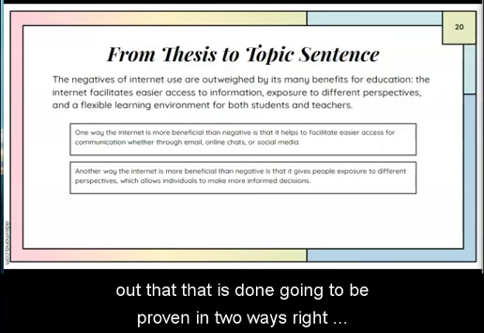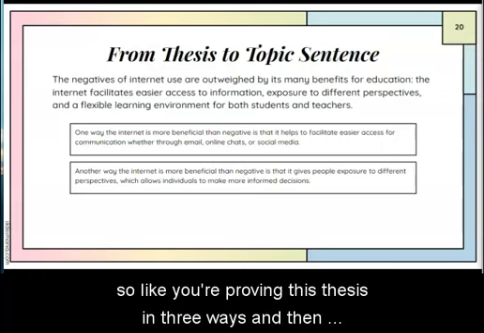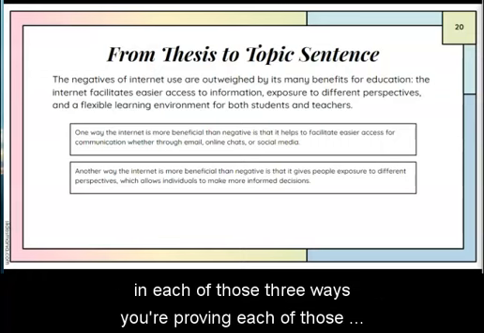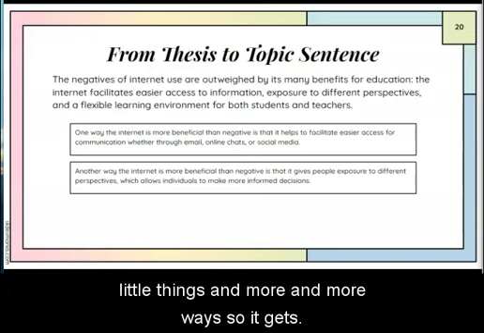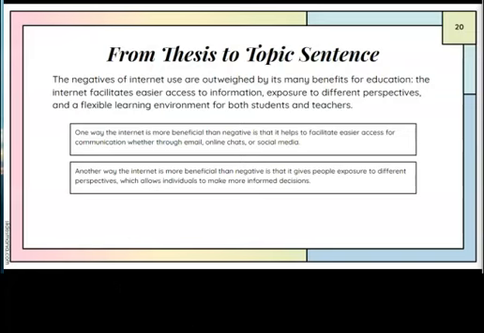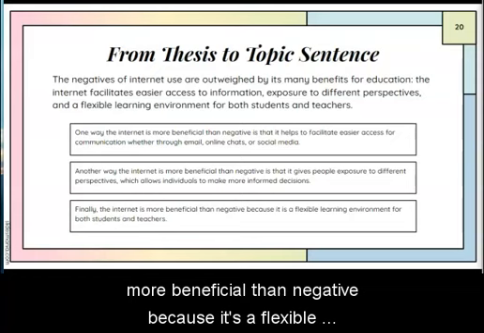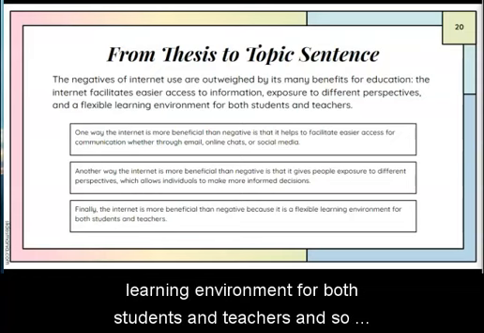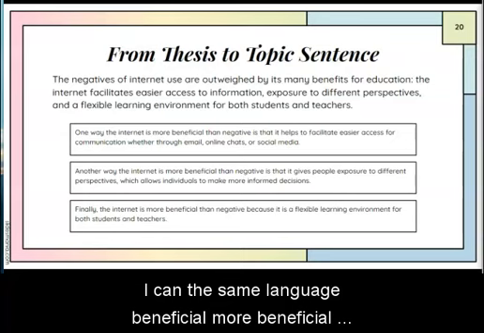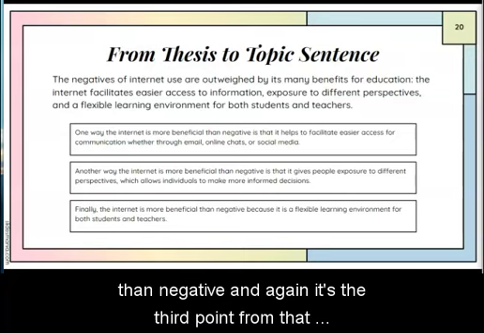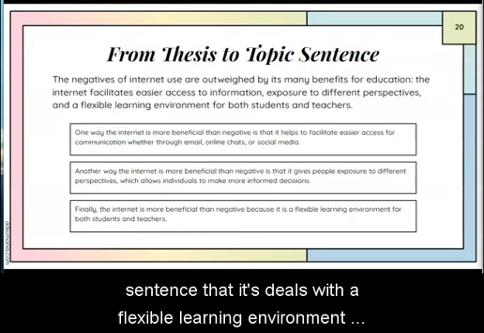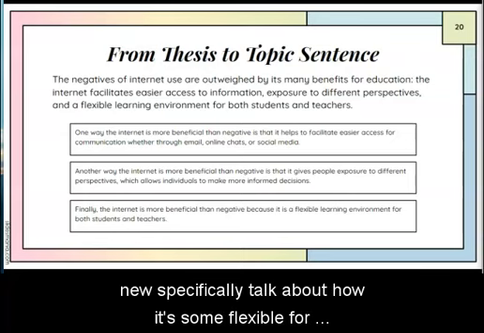I also want to point out that that is then going to be proven in 2 ways. So you're proving this thesis in 3 ways, and then in each of those 3 ways, you're proving each of those little things in more ways. So it gets big and smaller. And then that third one, finally, the internet is more beneficial than negative because it's a flexible learning environment for both students and teachers. Again, the same language, more beneficial than negative. And again, it's the third point from that sentence that it deals with a flexible learning environment. So this one is about the flexible learning environment, and it'll specifically talk about how it's flexible for students and how it's flexible for teachers.